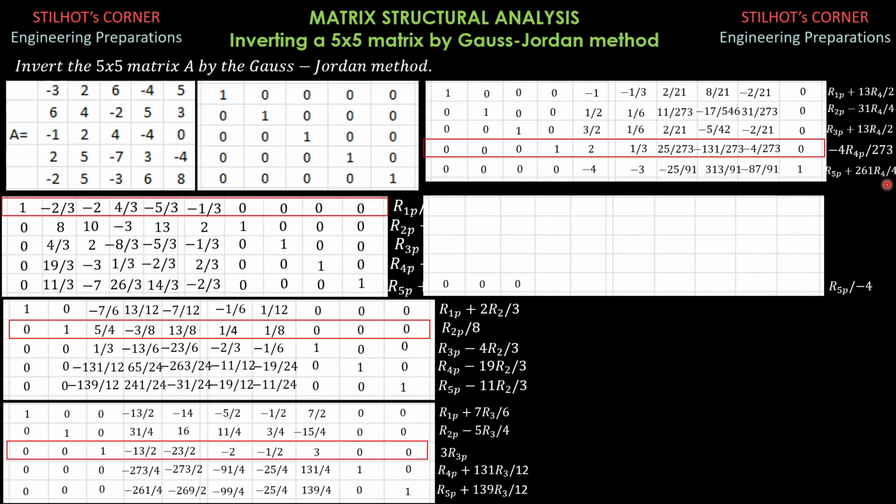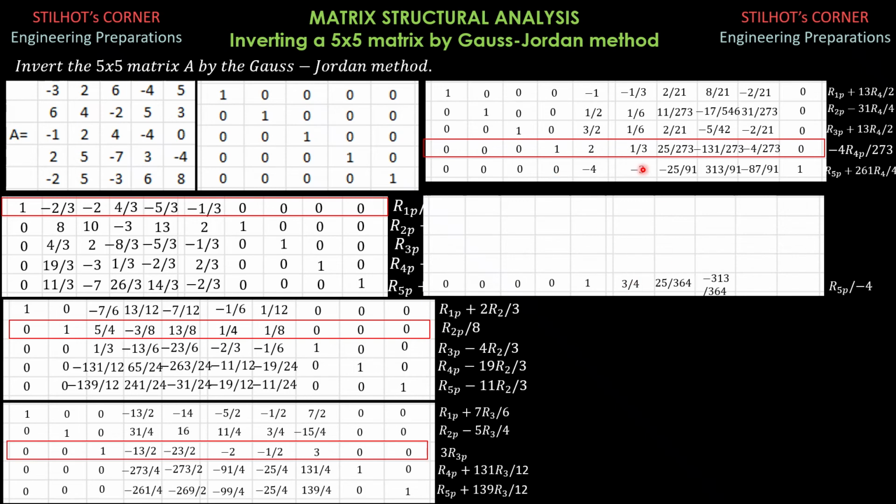And finally, we begin with row 5. Let's make this 1 because this is 1. So it should be row 5 previous divided by negative 4. So that's 0 over negative 4, 0, for each of the first four entries. Negative 4 over negative 4 is 1.